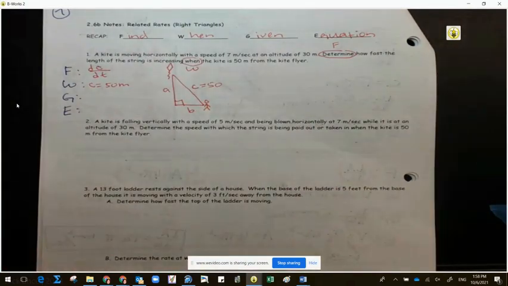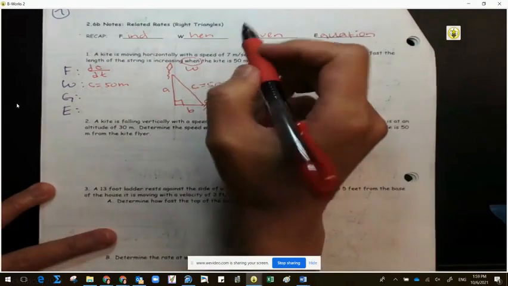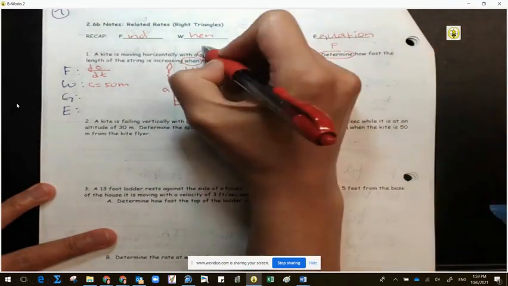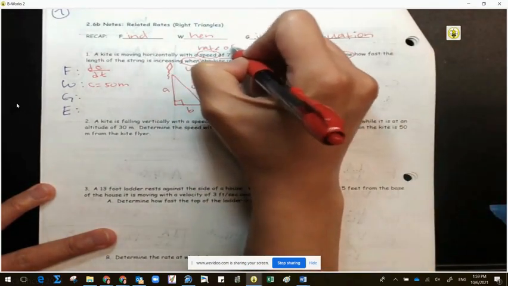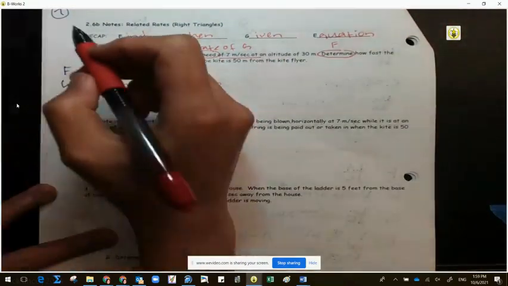Do I see any given derivative anywhere? Where? Speed of 7 meters per second. Okay, speed of 7 meters per second. Now, it doesn't say the word rate of, but the speed is the rate of. So that's going to be our given, the G piece.